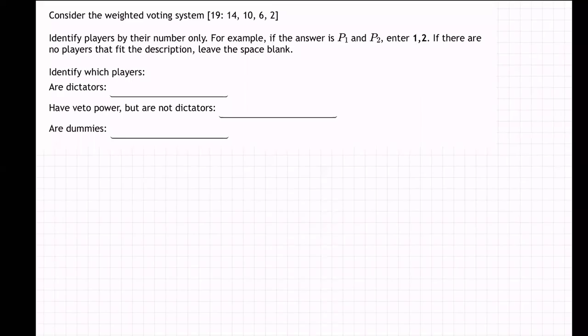Okay, so on this problem, it says consider the weighted voting system, and it gives us the quota is right there at 19. So remember the quota, 19 votes to pass anything. And then player 1 has 14 votes, player 2 has 10, player 3 has 6, and player 4 has 2 votes. So 4 players, each with those number of votes, and the quota is 19 votes to pass anything.